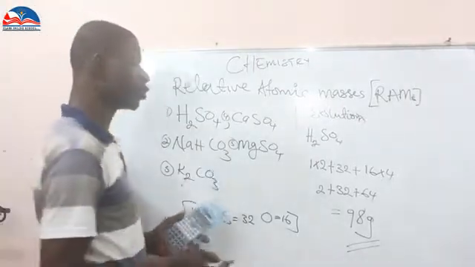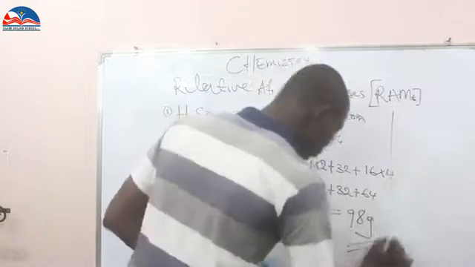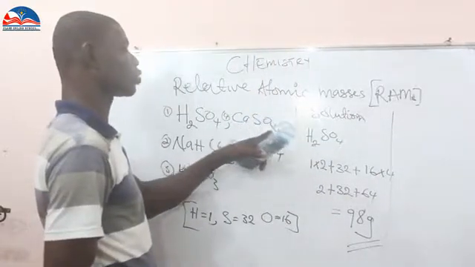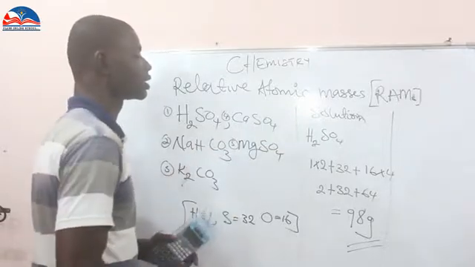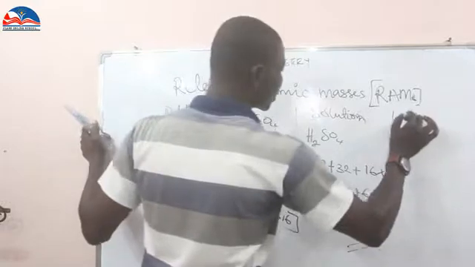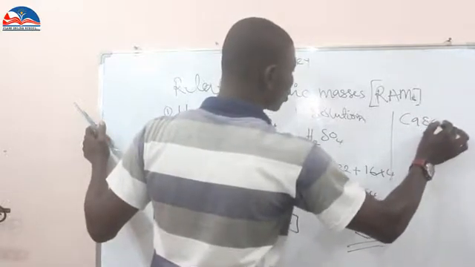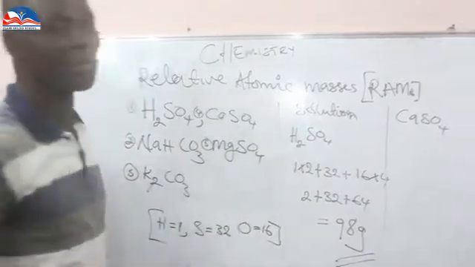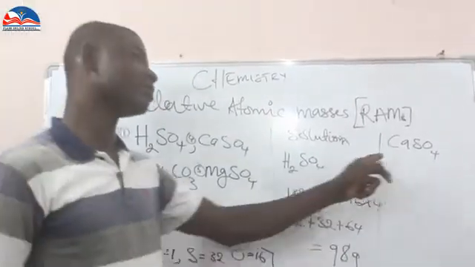Now I'll give you another example. I'm going to have calcium tetraoxosulfate VI. Now, in this case, let me assume that they did not give you the table.